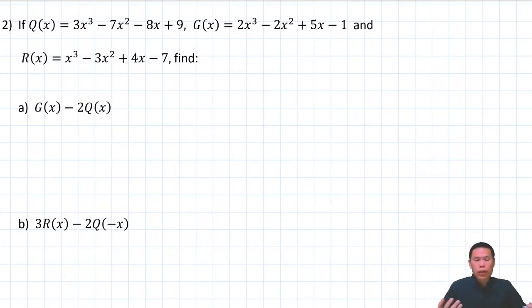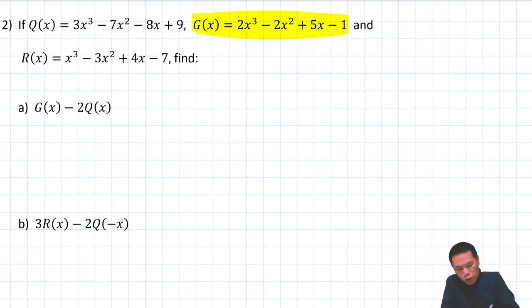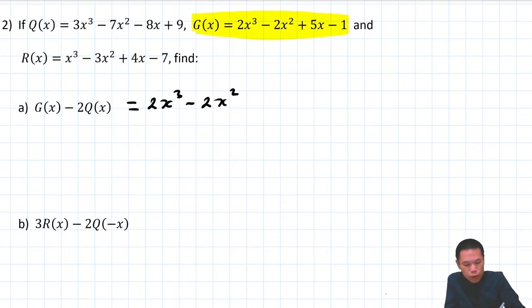Hi, I'm back. Let's go through this together, okay? So first one, we have g of x minus 2 lots of q of x. So we know, first of all, we know g of x is here. So we just write this out first. So which is equal to, okay, g of x, which is 2x to the power of 3 minus 2x to the power of 2 plus 5x minus 1. That is g of x.